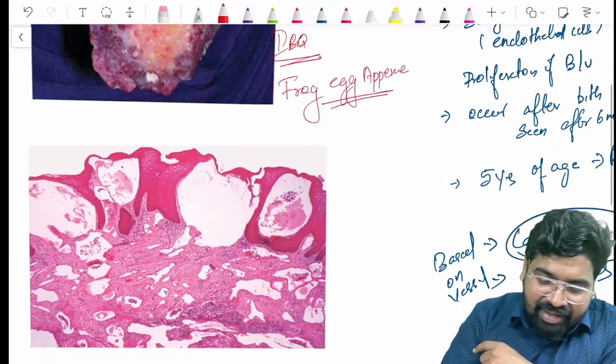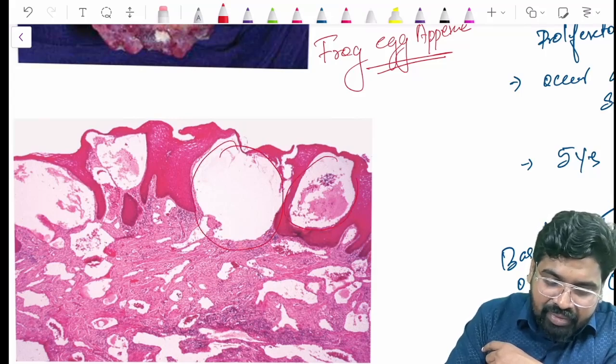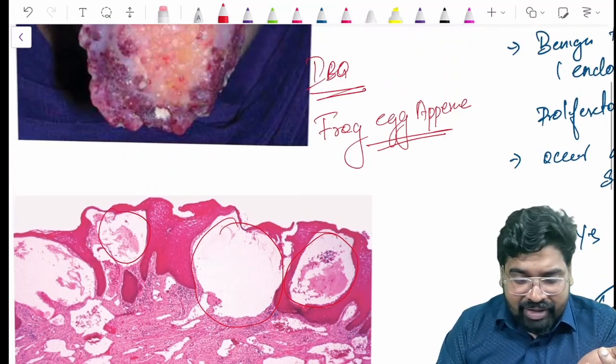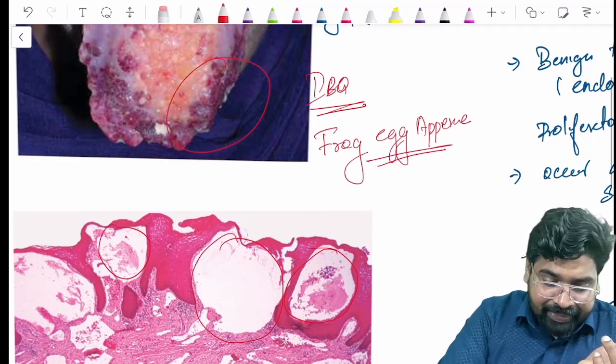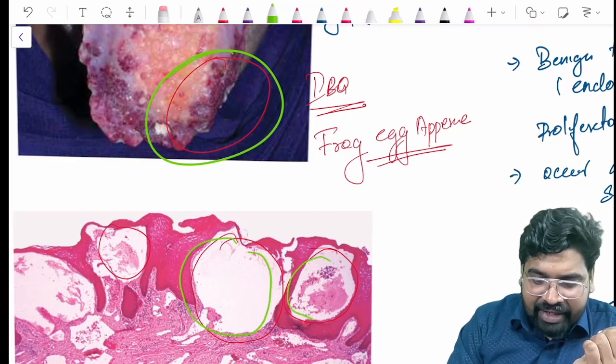This is a histological appearance where you can see large lymphatic channels. These large lymphatic channels are the swellings you see on the tongue. What you see here is all these large lymphatic channels.